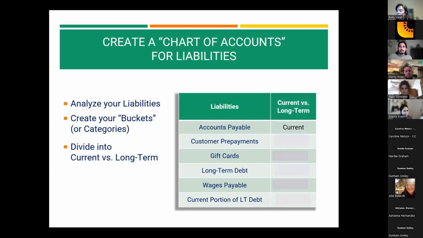And again, we know we need to pay those bills. Current customer prepayments, we're going to wrap that sale up within a year. Gift cards are going to get redeemed. Long-term debt, so the debt that's not due this year on your building, your car, or a loan that you've received from a lender long-term. Wages payable, you need to get those wages paid. And then the portion of that loan that would be due in the current year is current portion of long-term debt. So now we have two parts of our balance sheet organized.